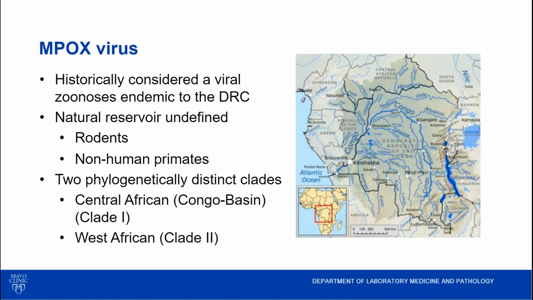So the Central African Clade 1 has a mortality rate approaching 10%, whereas the Clade 2 virus has a mortality rate of around 1% or less. And fortunately, it's the Clade 2 virus that's the causative agent of the ongoing outbreak worldwide. And that is why, fortunately, we're seeing to date relatively low numbers of deaths due to MPOX virus infection.